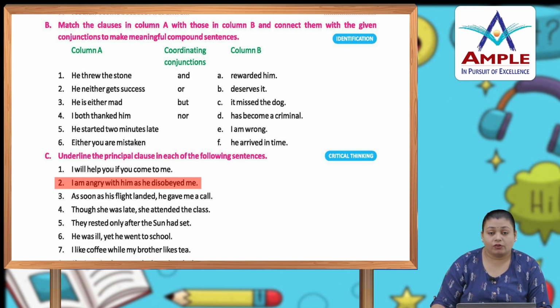Read the sentences carefully and find out which one is the principal clause. The principal clause is that particular clause which gives support to the subordinate clause. Now read the sentences carefully and find out which one is the principal clause, and hopefully you understand the chapter very well. Now do the pending exercise on your own.